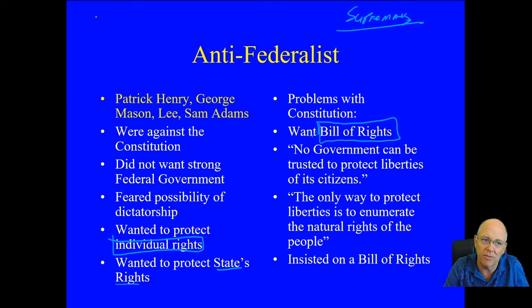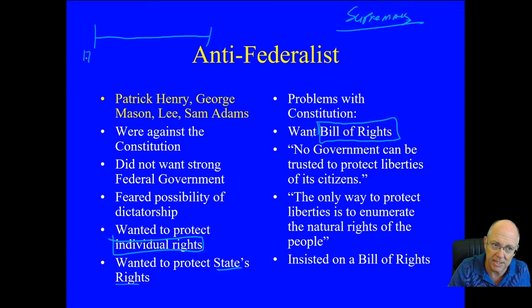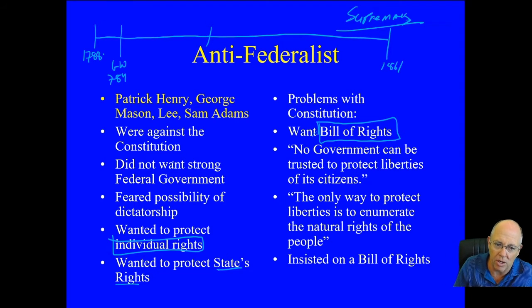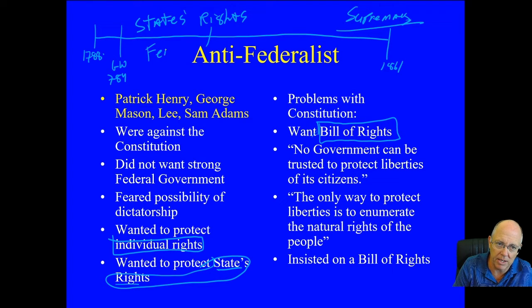And so when they adopt it, in 1788, Washington will be elected in 1789. All the way through all those presidents, all the way to 1861, the issue that will be brought up is this thing called states' rights. States' rights will be a controversy. What rights do the states have? States' rights versus the federal government.